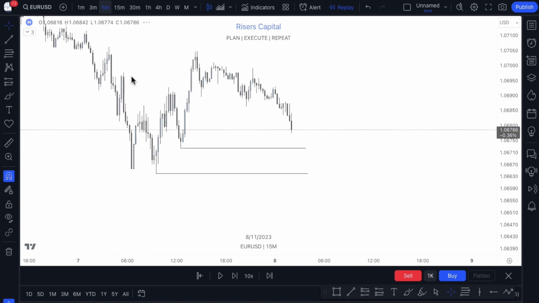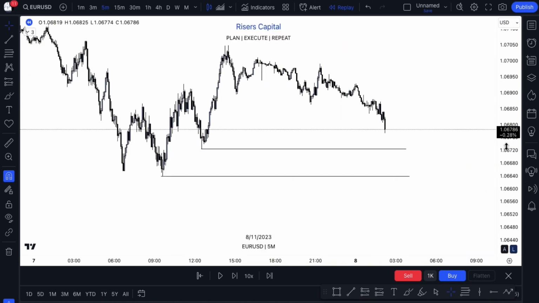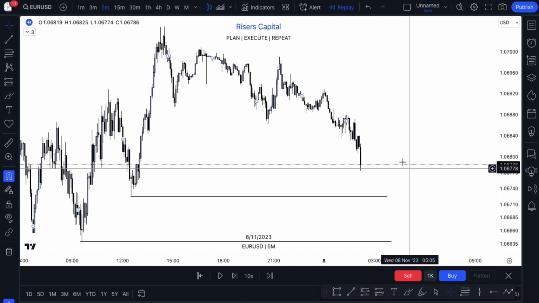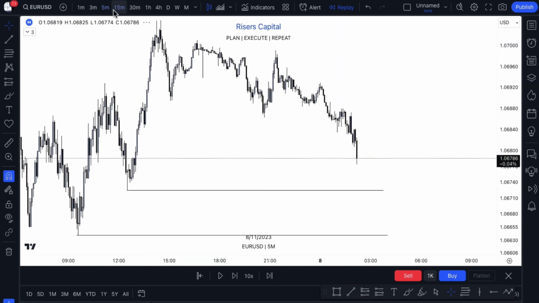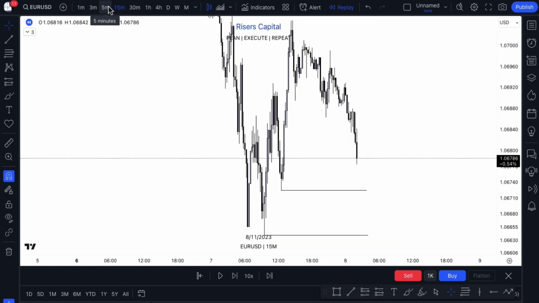So if I just go to the 5-minute time frame, because there you will get more information on price, especially because the 15-minute is not as clear.